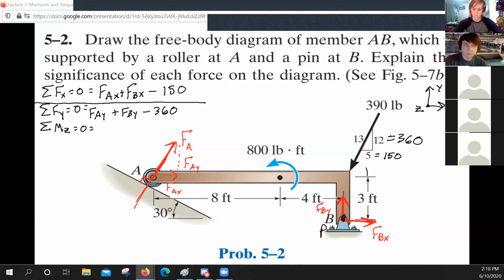So would it be 150 times 3 feet, or 150 at 3 feet? Yes, it would. And is it positive or negative? It would be positive. Okay, so 150 times 3. That is one of them. What else? Anyone?